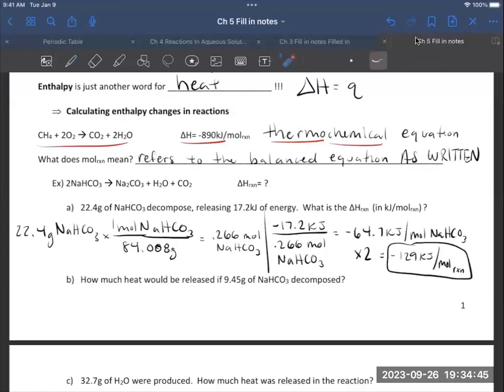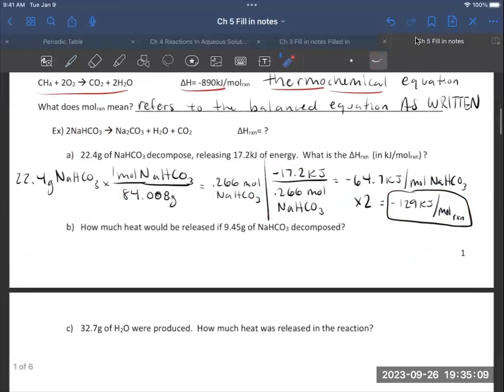Okay, so again, step 1, turn your grams into moles, and then take your energy and divide it by your number of moles, and then finally look at your coefficient, wherever it is for whatever compound you're working with. For us, it was the NaHCO3, so it was here. And you multiply your answer by that coefficient, and that will give you your heat associated with the reaction per mole reaction. Okay, let's take a look at how else we can use this kind of information.